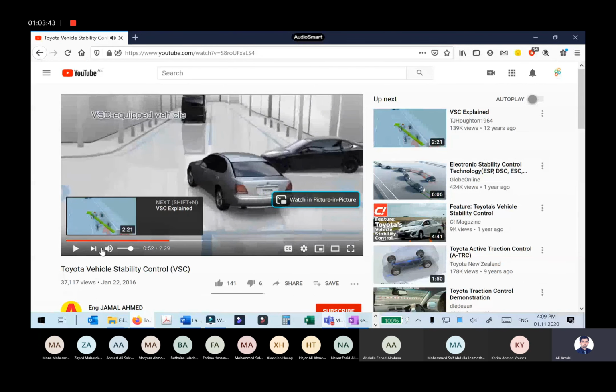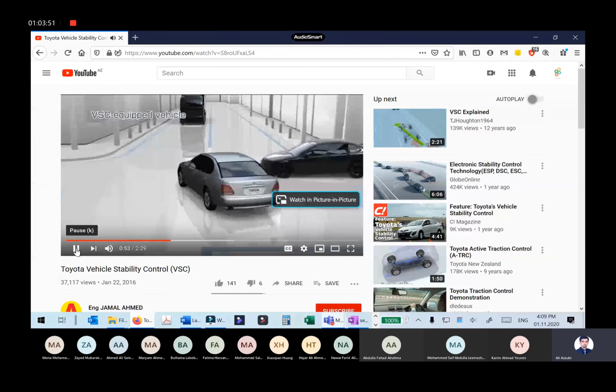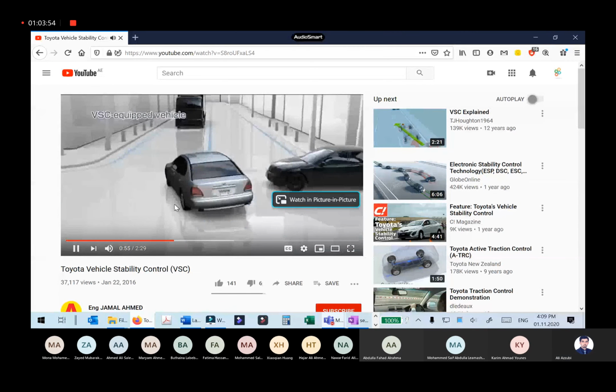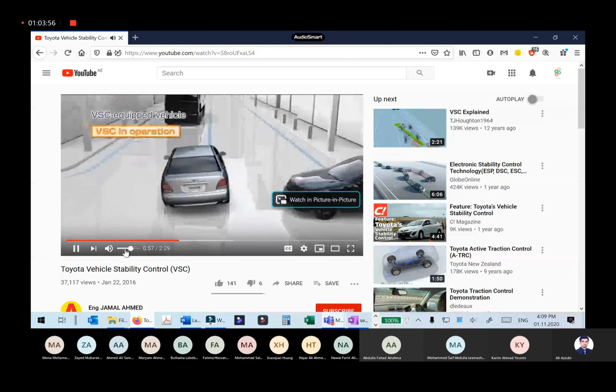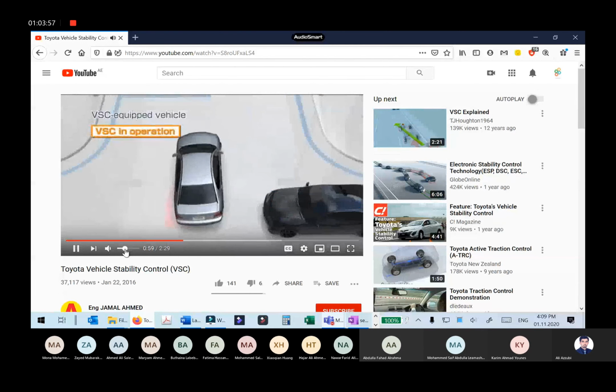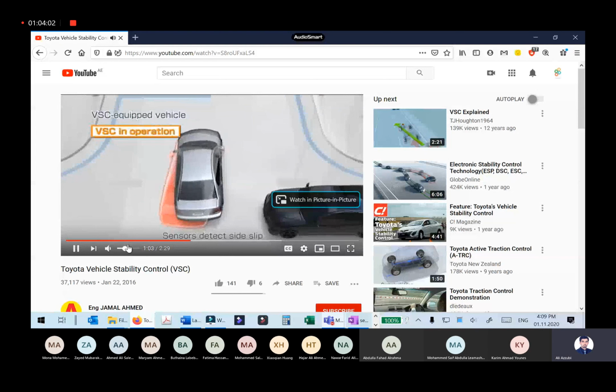You see the situation? You suddenly try to steer to the left, and the ground beneath the car may be slippery. Okay. So this is the skidding situation.